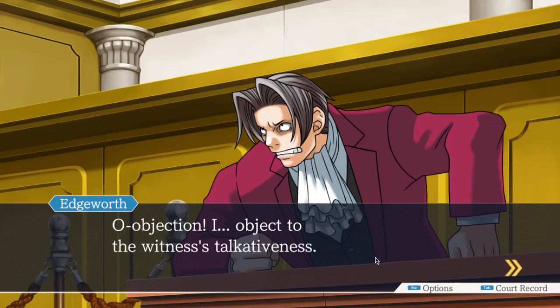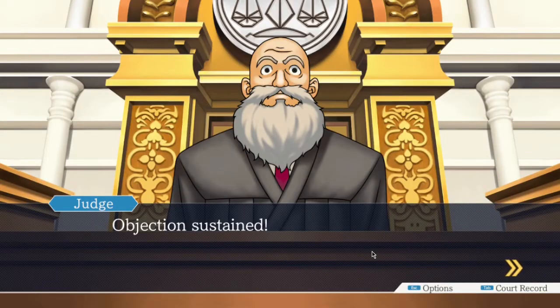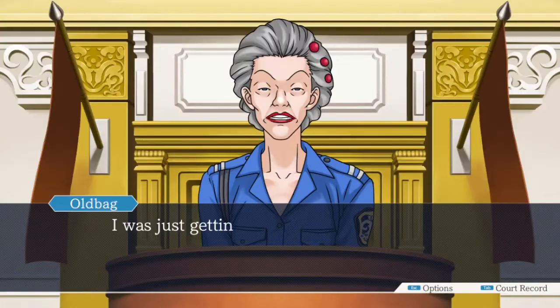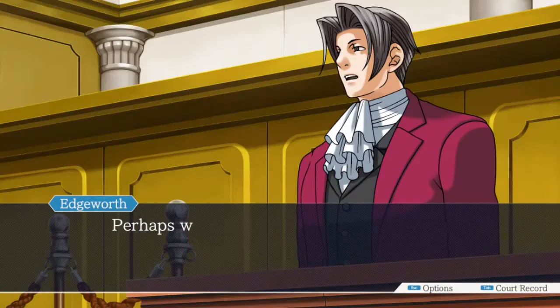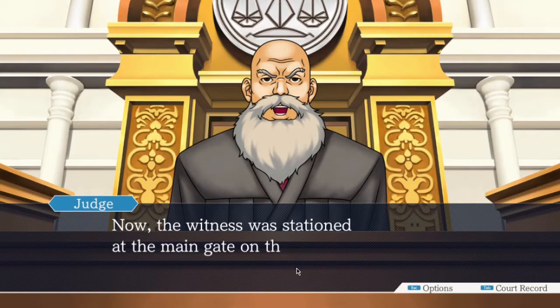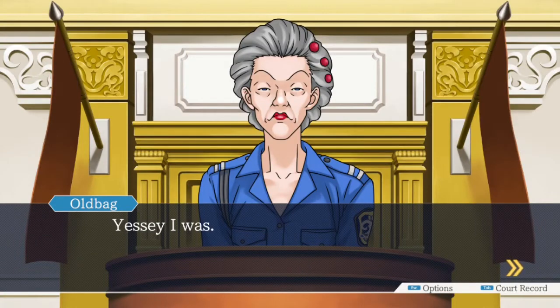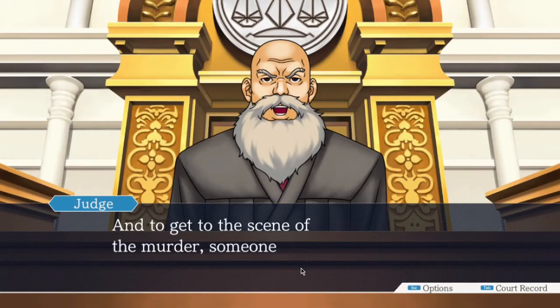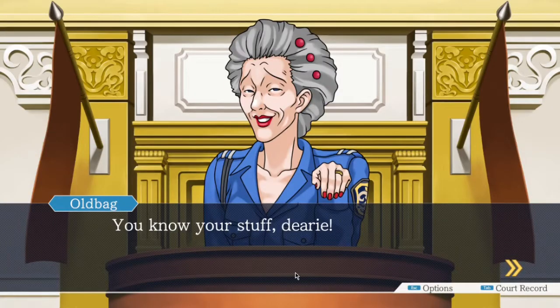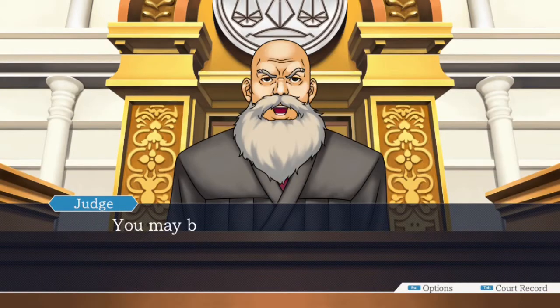Objection! I object to this witness's talkativeness. Objection sustained. The witness will refrain from rambling on the stand. I was just getting to the good part, dearie. Perhaps we can get to the testimony? Now, the witness was stationed at the main gate on the day of the murder, correct? Yes, see, I was. And to get to the scene of the murder, someone would have to pass by you. You know your stuff, dearie. You may begin your testimony.